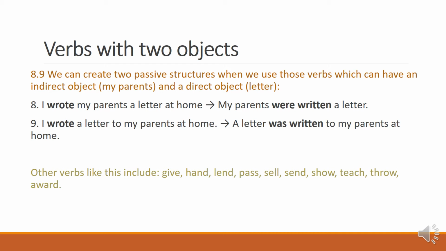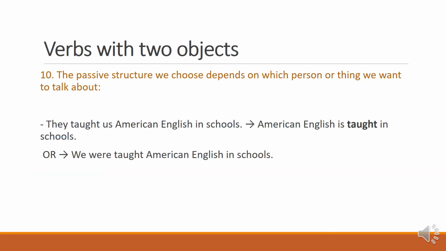Number 9. I wrote a letter to my parents at home. In the passive, a letter was written to my parents at home. Here in the same example, letter is a direct object and my parents are the indirect object. There are other verbs like this, including give, hand, lend, pass, sell, send, show, teach, throw, and award.